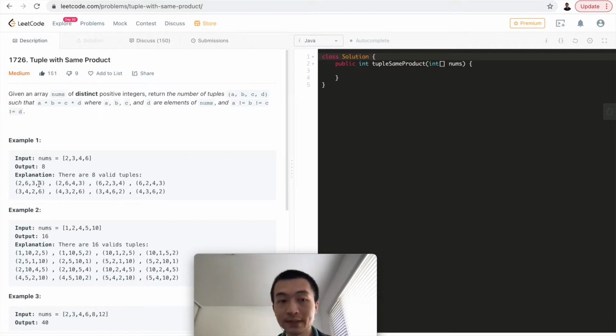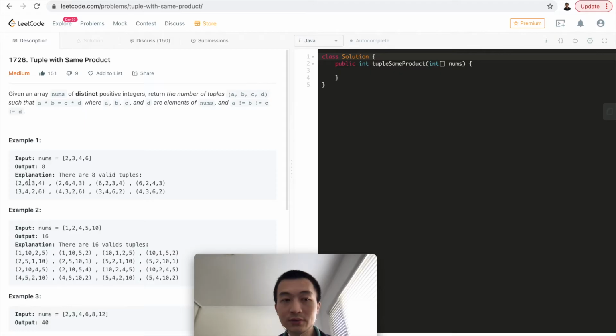as well. So a, b, c, d: a times b equals c times d. Both of them are 12, right? And then we can take a look at the rest, all the other 7 tuples. So 2, 6, 4, 3. Still, it's the same two numbers, 2, 6 and 4, 3, but they permuted the order. So it's a different permutation.